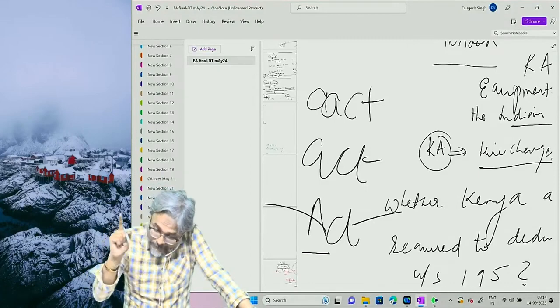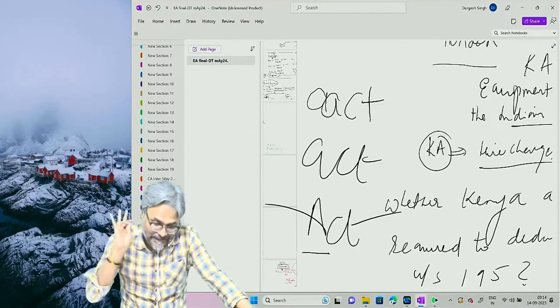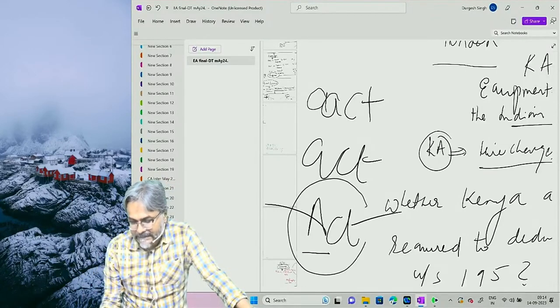This error will also happen on the last lecture also. Perfectly fine. But don't do this error in the examination. Any other sum chargeable to tax under the Act.